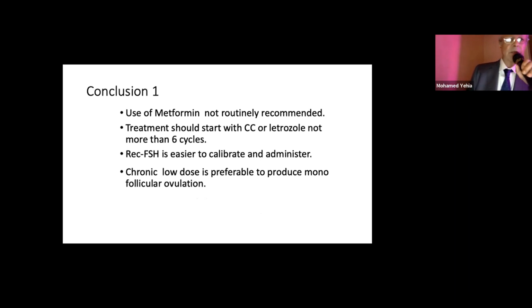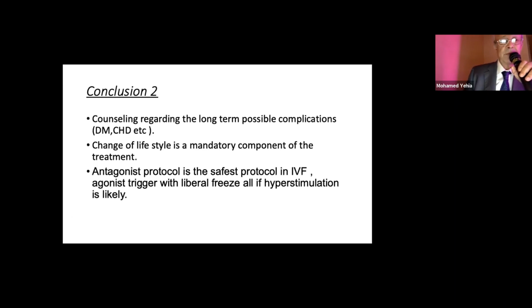So, Mr. Chairman, in conclusion, metformin should not be routinely recommended. Patients drop out from the gastrointestinal symptoms. Treatment should start with clomiphene citrate or letrozole, and should not be more than 6 cycles. Gonadotropin is easier to calibrate and administer. Chronic low dose is the preferable treatment to produce monofollicular ovulation.